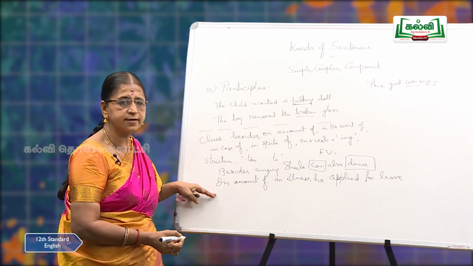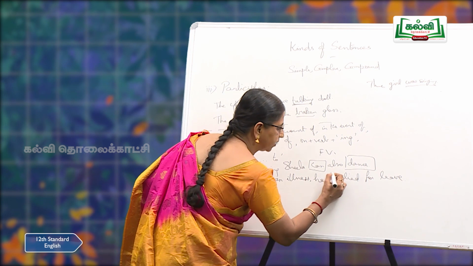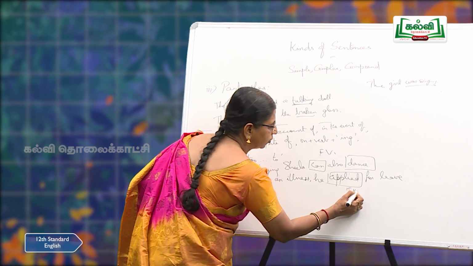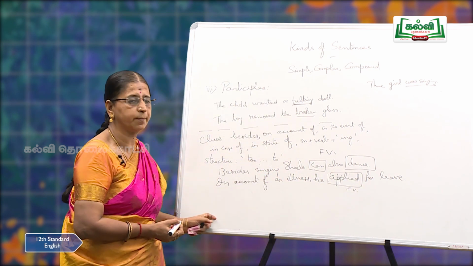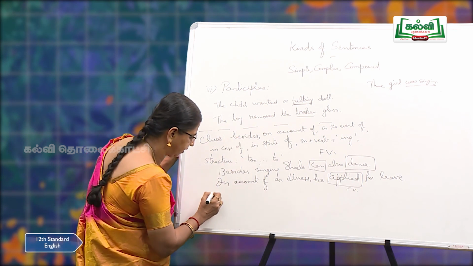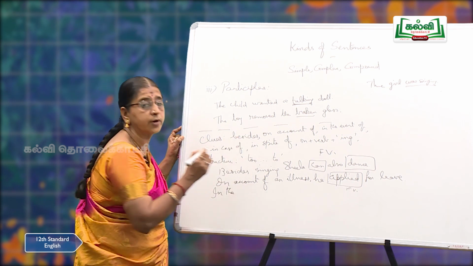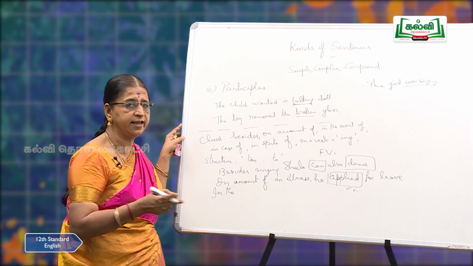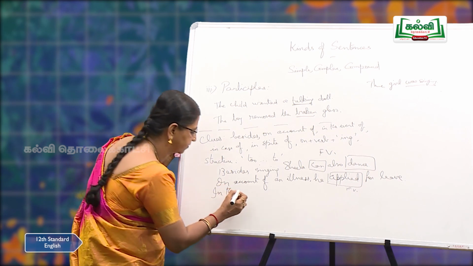So, I told you this is a phrase. So, which is your finite verb? Applied. On account of an illness, he applied for leave. Now, in the event of, now remember, a simple sentence can be quite lengthy. So, I am going to give you a lengthy sentence.